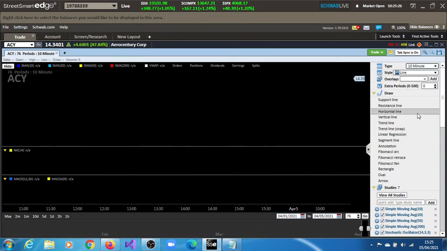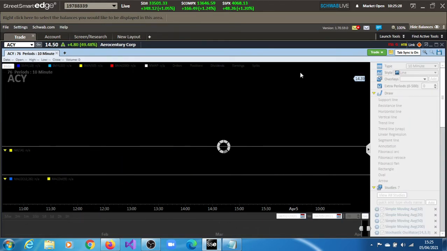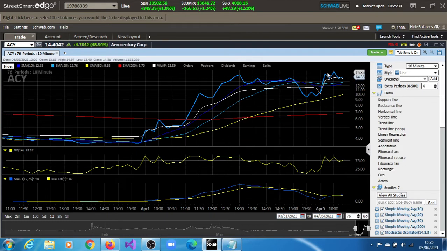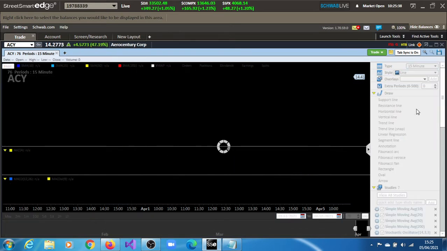Let's look at a 10 minute model. We might see something higher than that. It's still giving us 16 point. Okay, nothing higher than that. Let's give it a go at the 15 minute model.